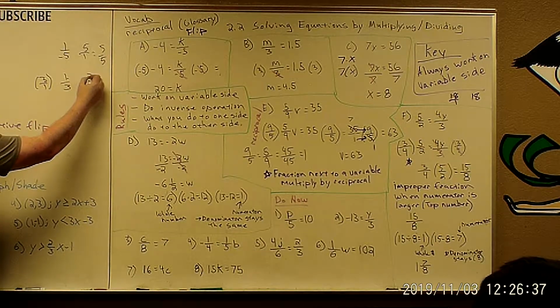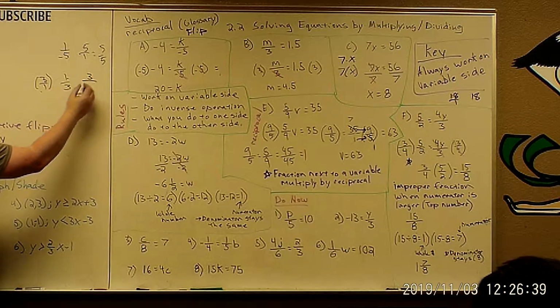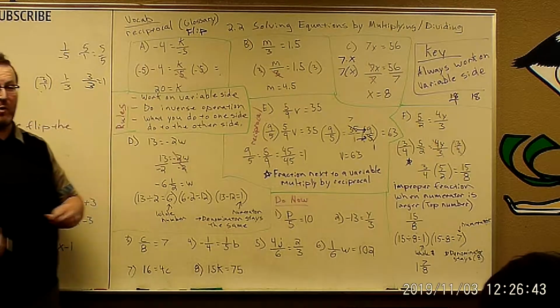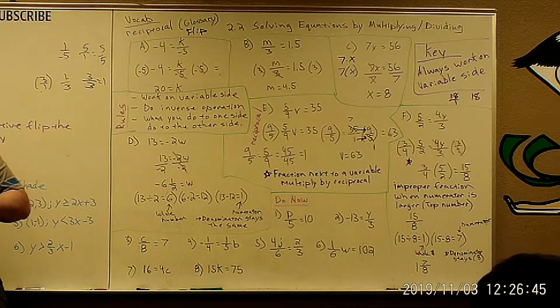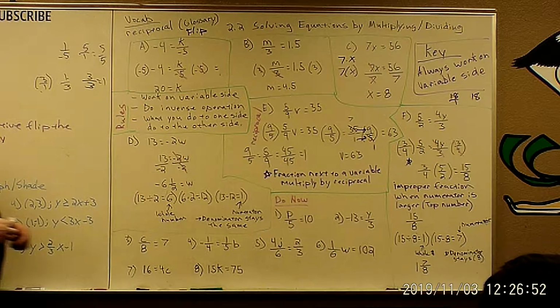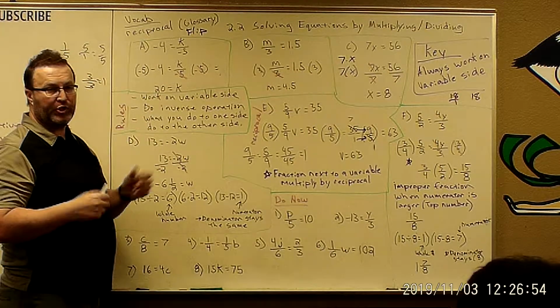3 times 1 is what? 3 also. And 3 times 1 is what? 3, so it's 1. Right. So every variable has at least a value of 1, right? That's why we do it. That's how it cancels out. You see it? Okay. Well, good thing is, if you just follow the rules, you're good.